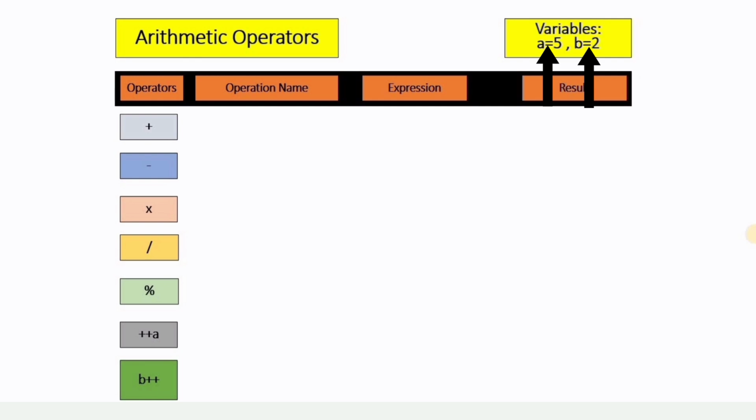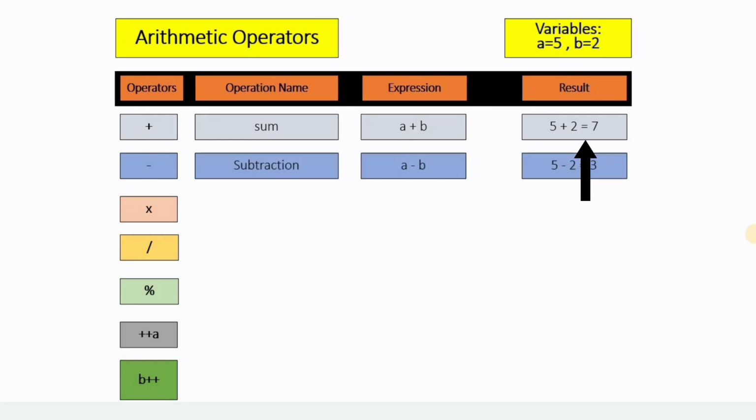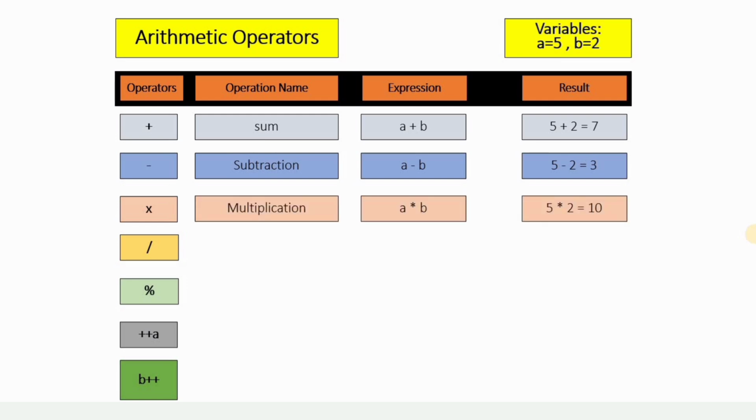In this tutorial, we will be exploring these arithmetic operators and we will be using two variables, a is equal to 5 and b is equal to 2. The first arithmetic operator is sum. The expression for the sum is a plus b, and if we put the values of the variables, it is going to be 7 as result. The next arithmetic operator is subtraction. The expression for that is a minus b, and the result is going to be 5 minus 2, which is 3.